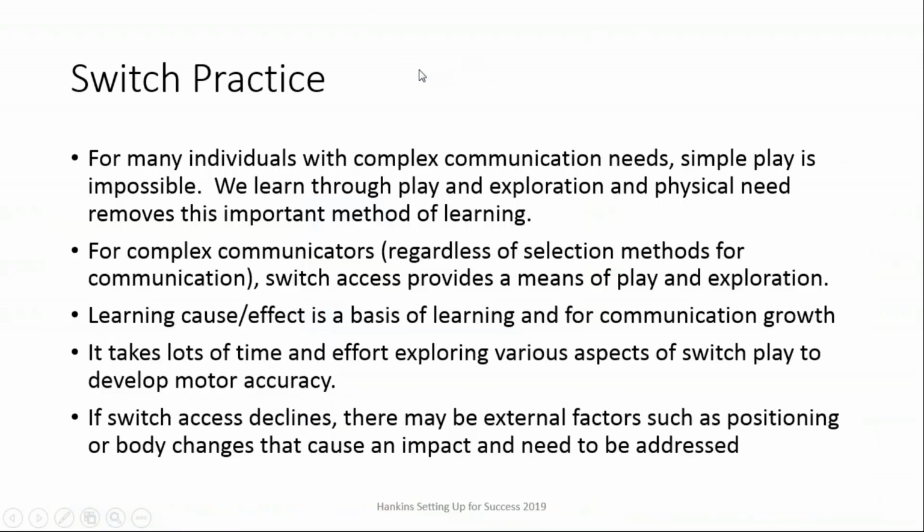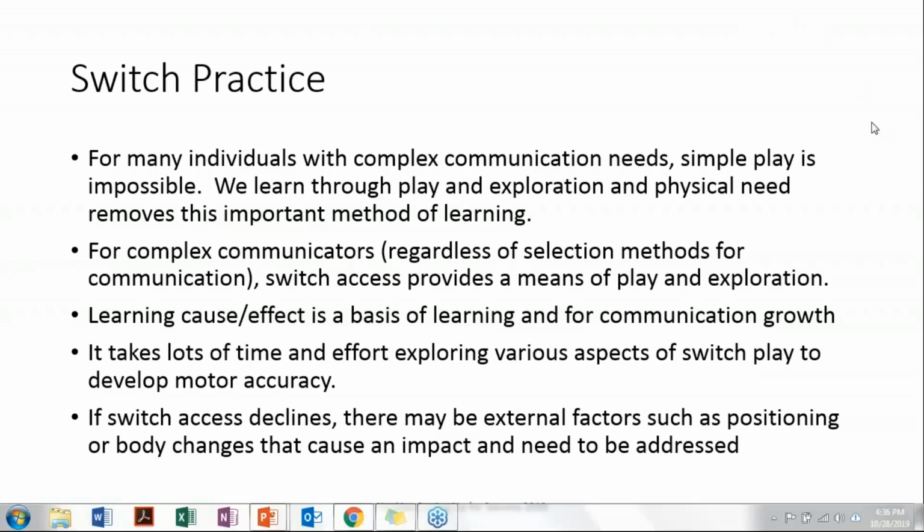So for many individuals with complex communication needs, simple play is just really, really difficult. And we all, as children, learn through play and exploration and moving, but physical differences remove that method of learning. So for complex communicators, regardless of the method of selection for communication, switch access gives you a means of play.